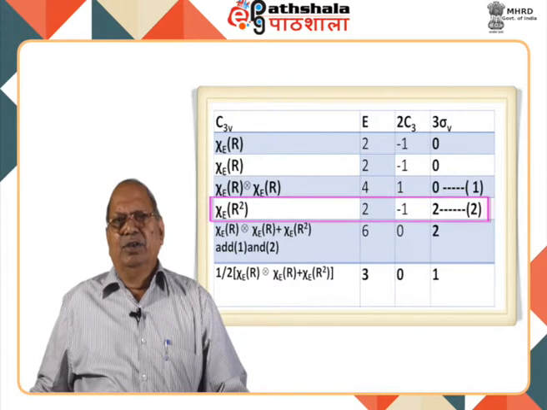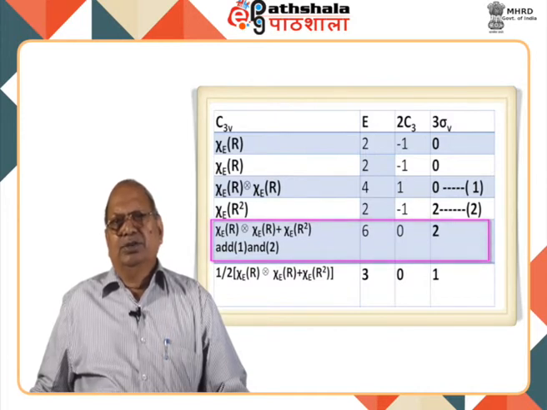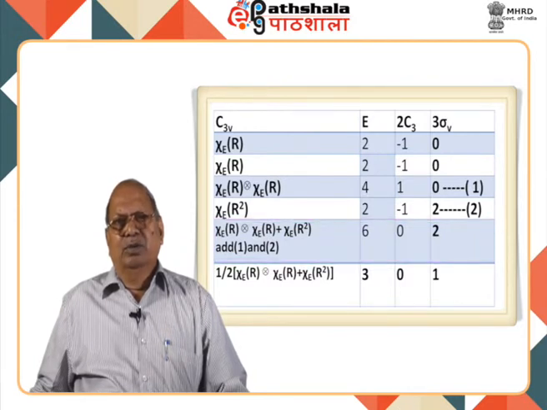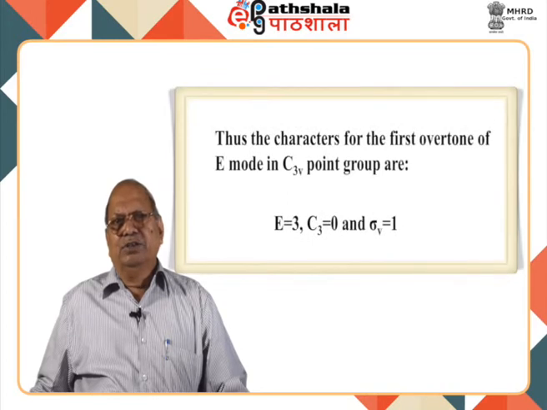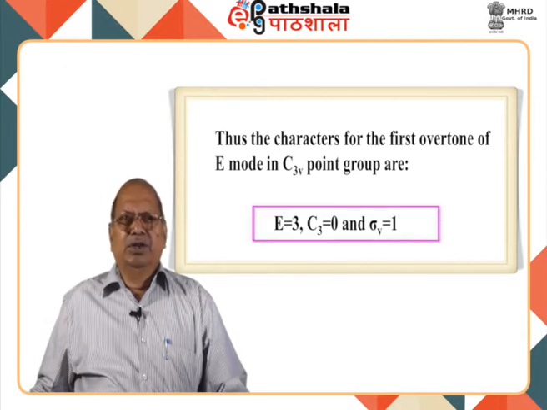So, I am having equations 1 and 2, and the sum of chi E R into chi E R plus chi E R square is 6, 0, 2. Add 1 and 2 and divide by 2, that is, 1 by 2 of chi E R into chi E R plus chi E R square. The result is 3, 0, 1. Thus, the character of the first overtone of E mode in the C3V point group is 3, 0, 1. That is, for identity it is 3, for C3 operation 0, and for sigma V 1.